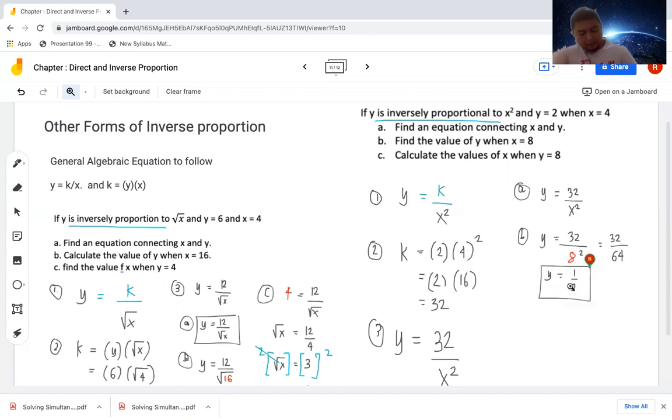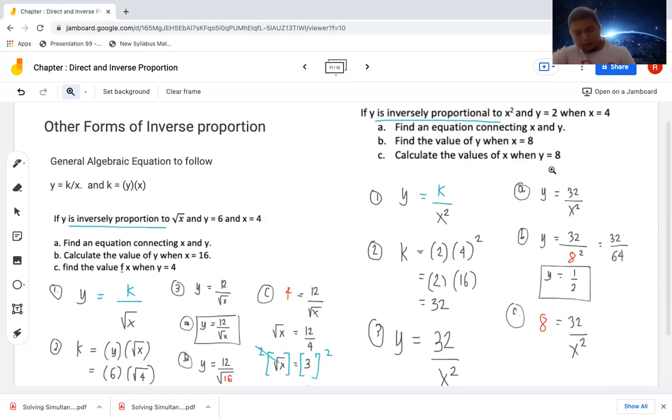Okay. For letter C, the procedure is just the same. So notice that I will just substitute that particular letter with this particular number for me to solve the other variable. So let's say here, the y is equivalent to 8. So that means this y in the equation will now become 8. Okay, so 8 equals 32 over x squared.